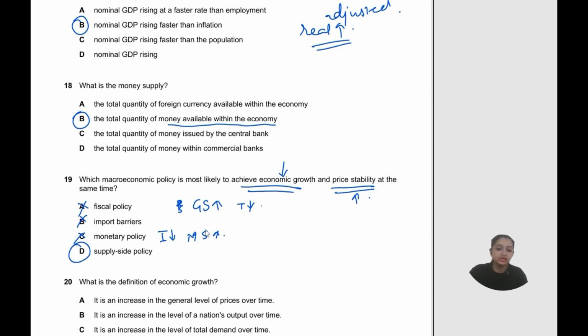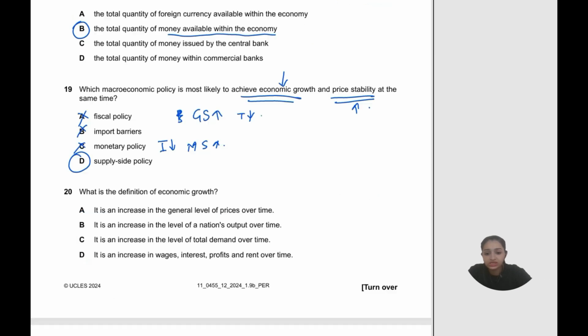Why? Because the supply side policy is going to result in the overall output of the economy rising, as well as price stability, because the increase in aggregate demand is also matched with an increase in supply with the help of supply side policy. So C is the answer.